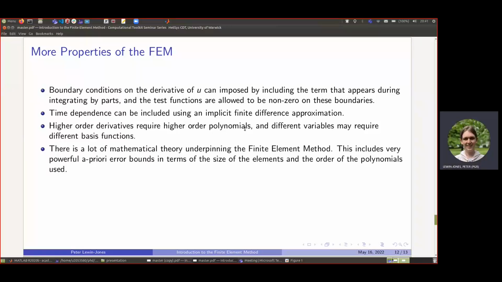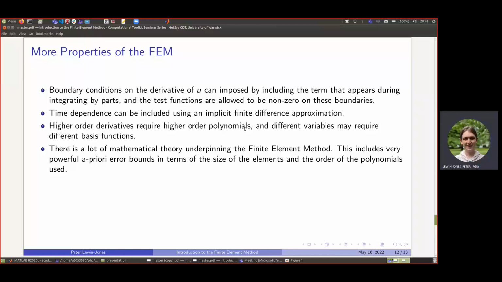There's a lot of mathematical theory underpinning the finite element method, which I've touched on very briefly by mentioning Sobolev spaces. But there is a lot of theory explaining why this works, why this gives you good solutions, why these solutions exist, whether they are unique, and in particular, how large the error is arising from the various steps of approximation that we've done.